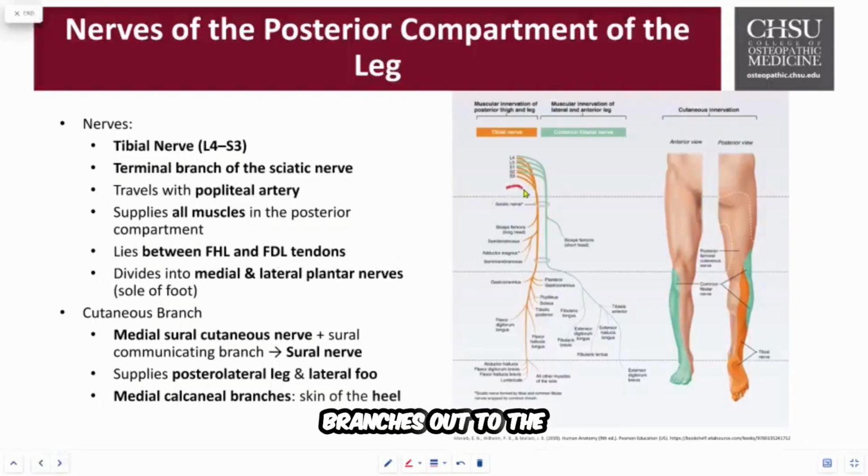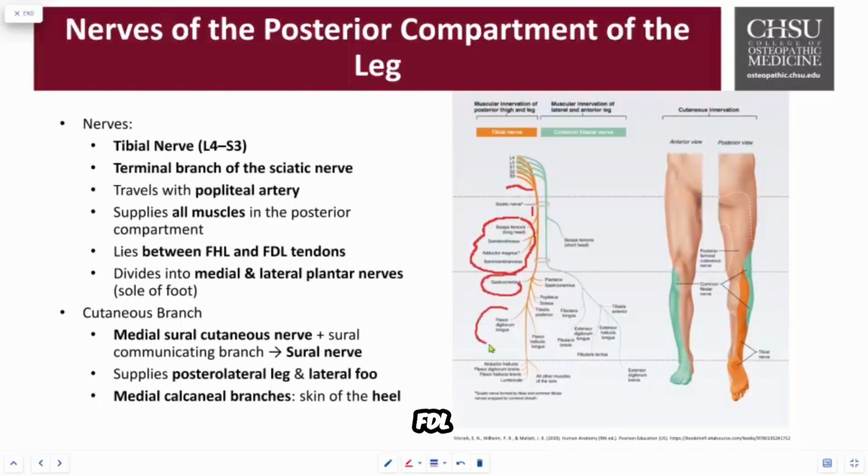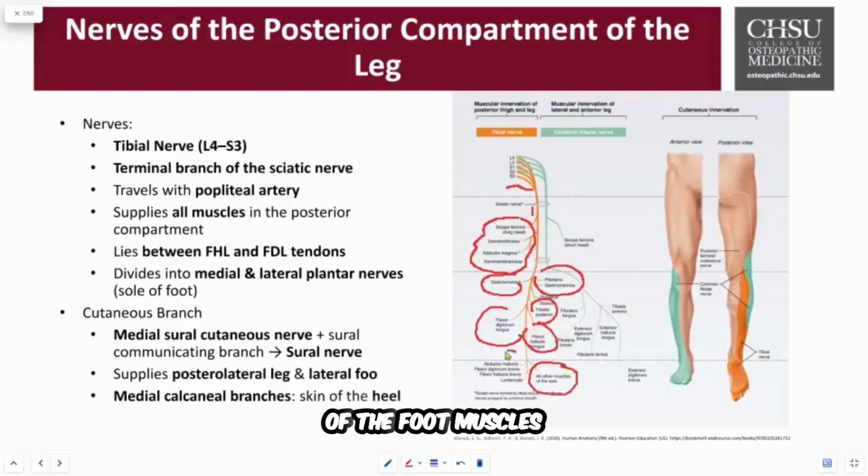So you can see how the tibial nerve branches out from the sciatic nerve and comes down to parts of the leg muscles like the biceps femoris, semitendinosus, semimembranosus, adductor magnus, and goes down to the gastrocnemius, FDL, plantaris, popliteus, soleus, TP, FHL, and all the muscles of the sole, as well as some of the foot muscles at the base.